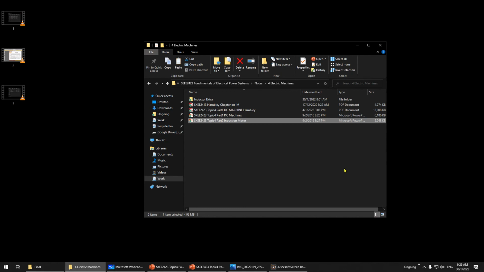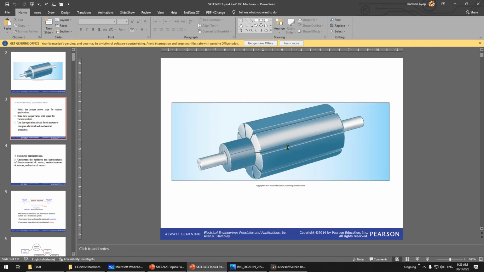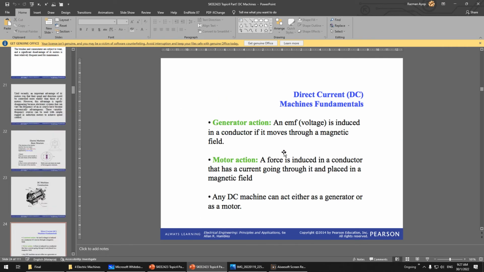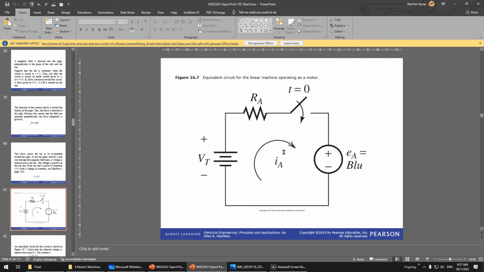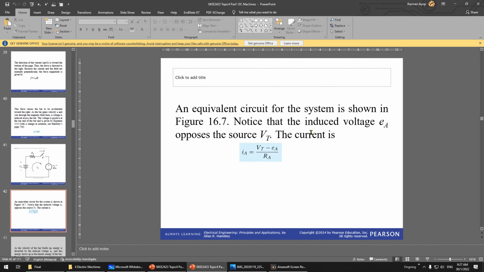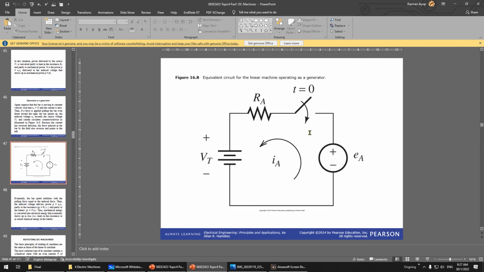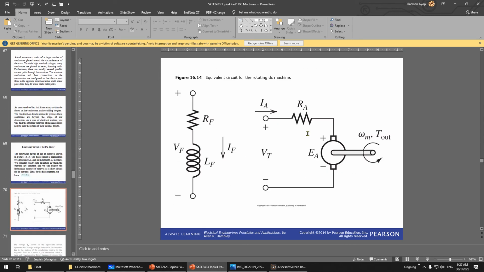But I suggest you focus, for example, on DC first. So I suggest you know how to draw the equivalent circuit for each of the connections, series, shunt. Make sure you know how to draw this. Equivalent circuit, let me show it first.